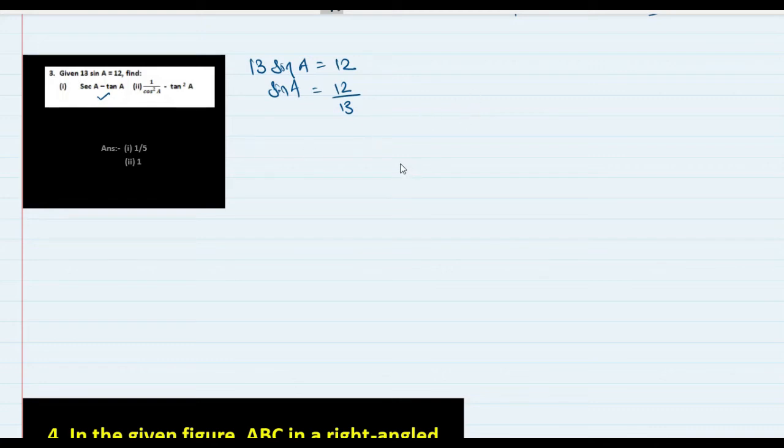So let's see, sec A minus tan A. First we have to draw a triangle in which angle A should be the angle of reference. So I will write it like this: A, B, C. This is your angle of reference. Alright, so we have to find sec A minus tan A.